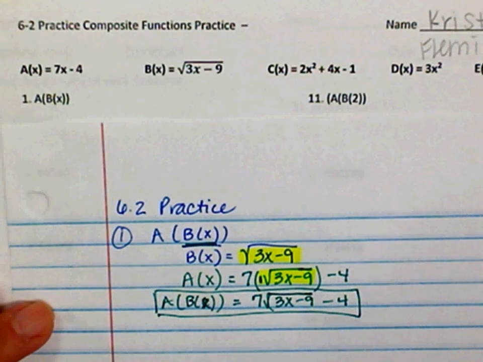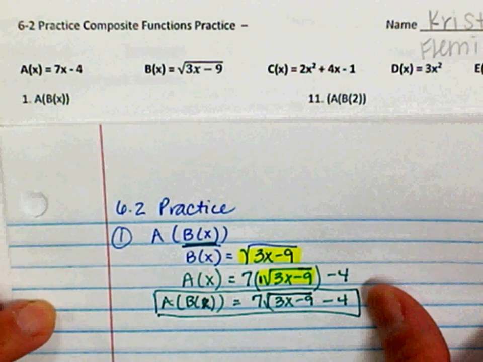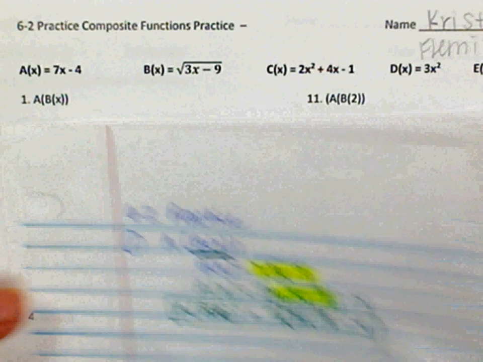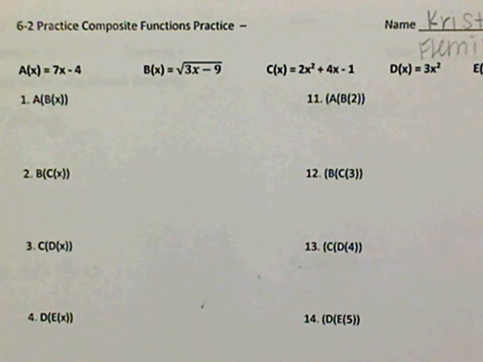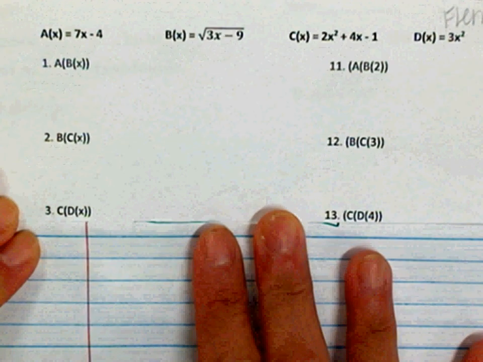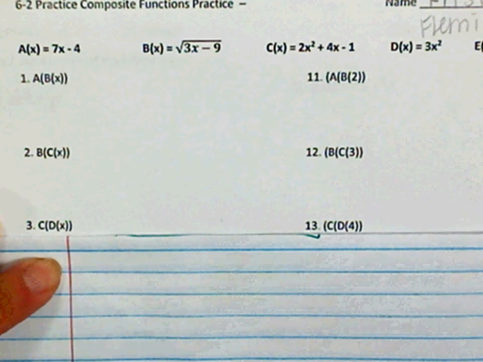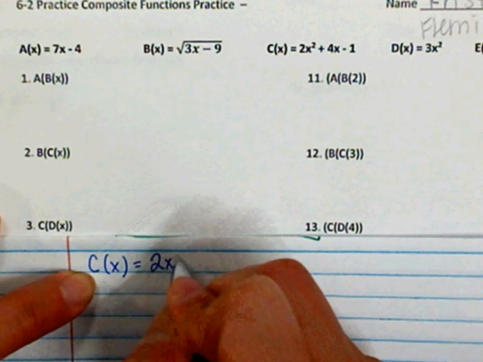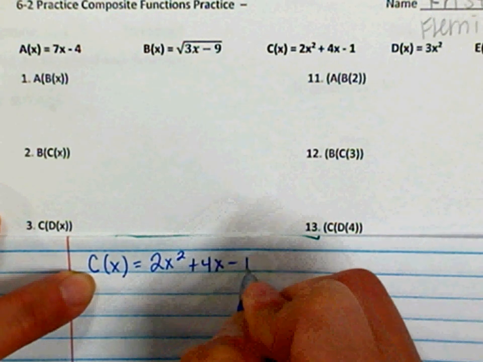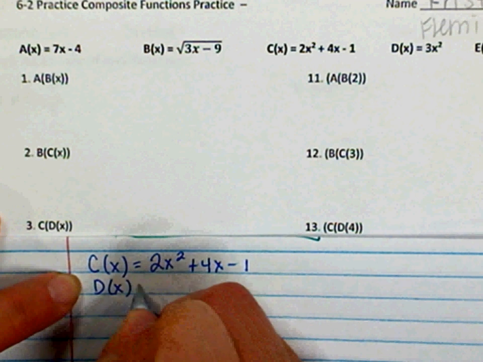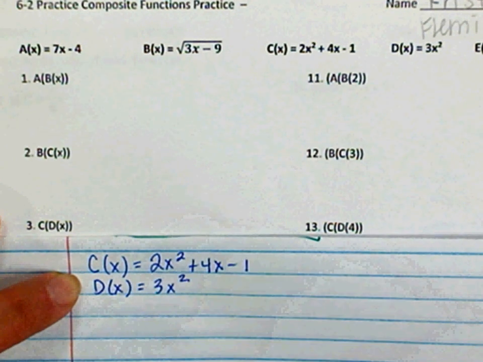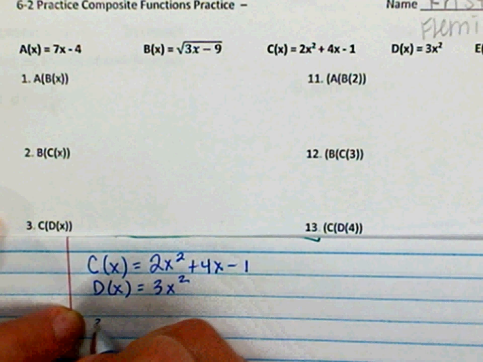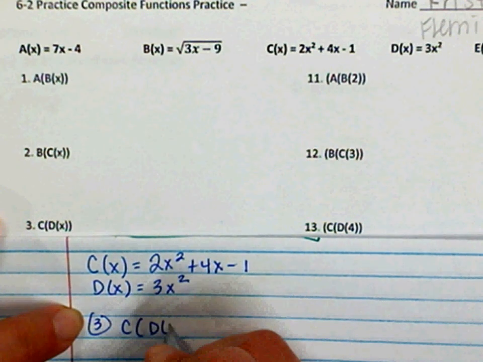All right, let's do another one. Okay, see how you're just substituting and simplifying. Okay, let's go to one that has a C. So how about number 3? Okay, so let's go to number 3. All right, bear with me as I write this. C of X is equal to 2X squared plus 4X minus 1. And D of X is equal to 3X squared. All right. And for number 3, we have C of D of X.